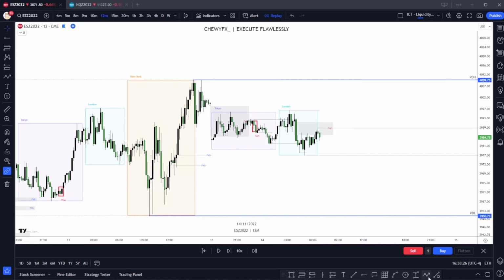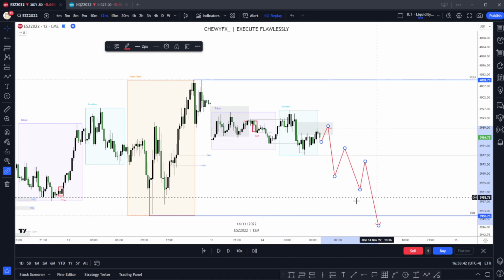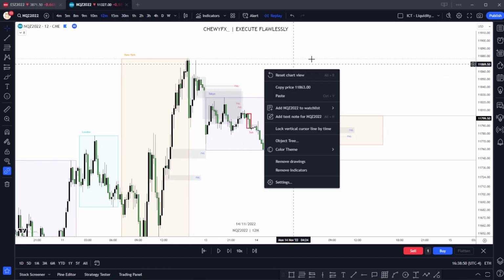However, another scenario that could occur as well is we will continue downwards, come back to this previous session low as like a premium array, have a break of structure, we'll take an entry, and then trade towards the previous day low. Now, the previous day low here is highly unlikely, so we are really looking for a buy here. But these are just the scenarios that could play out.